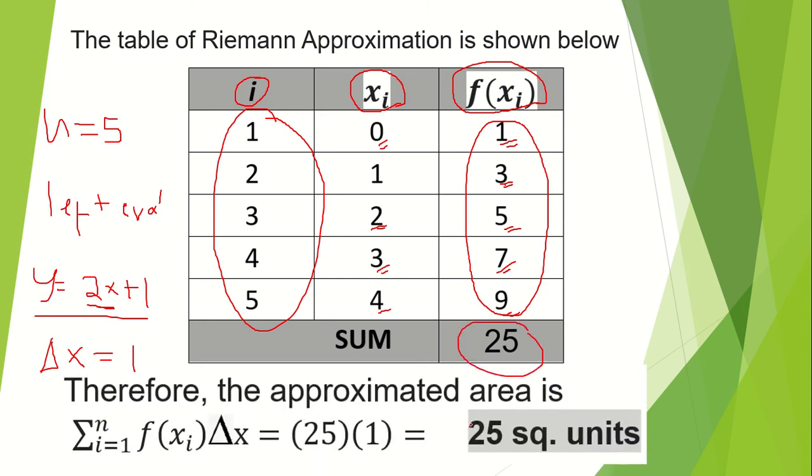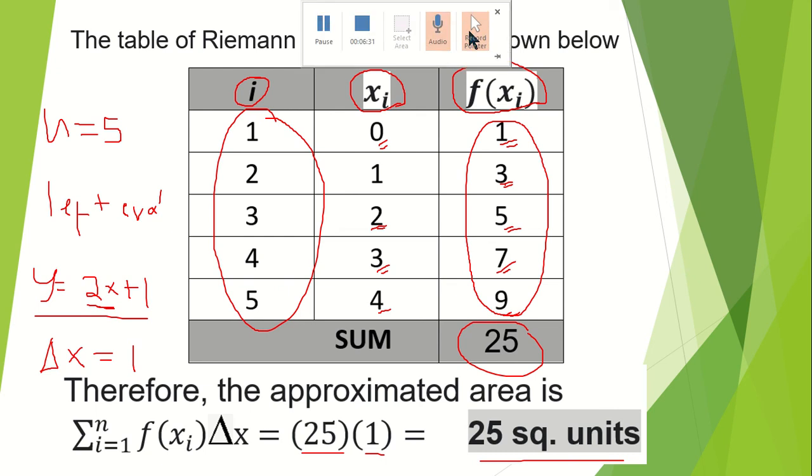Therefore, the approximated area using the left endpoint is 25 times 1, the summation of f of x sub i times delta x, where i is from 1 to n. So 25 times 1 gives us 25 square units. So using the left endpoints, the approximated area is 25 square units.